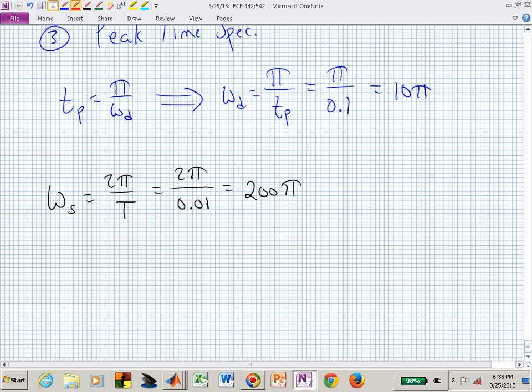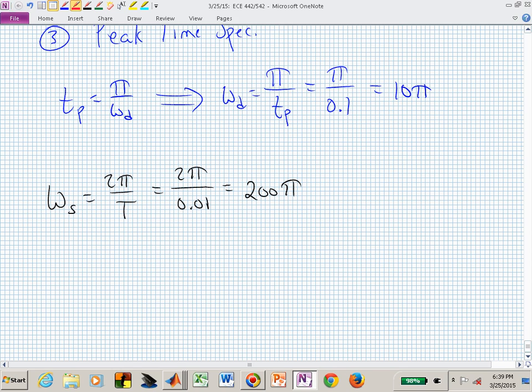The peak time spec says we want a damped frequency of 10 pi. We're sampling at 200 pi. Are we okay with our damped frequency relative to the Nyquist frequency? What's the Nyquist frequency in this example? One half of omega sub s, so it's 100 pi. 100 pi is above 10 pi, isn't it?